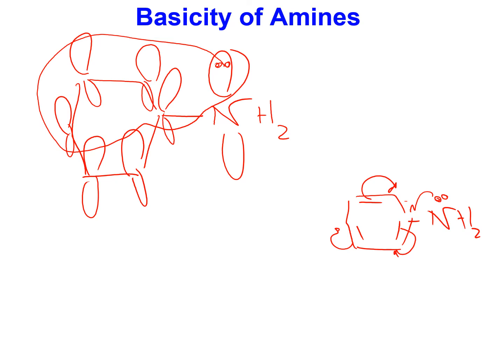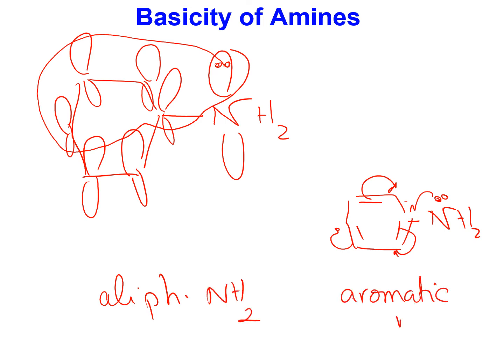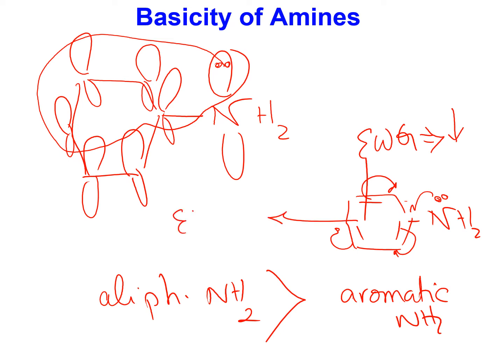So if we compare aliphatic amines with aromatic amines, aliphatic amines will be more basic than aromatic amines. Aromatic amines are very low in their basicity due to the resonance between the lone pair of electrons and the benzene ring. If you add an electron withdrawing group to this ring, you are further decreasing the basicity, and if you add an electron donating group to this ring, you are improving the basicity a little bit.